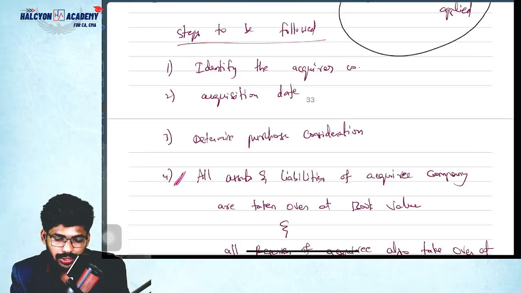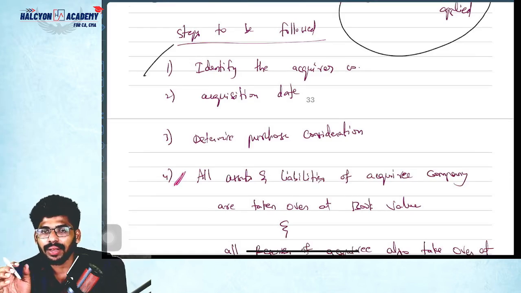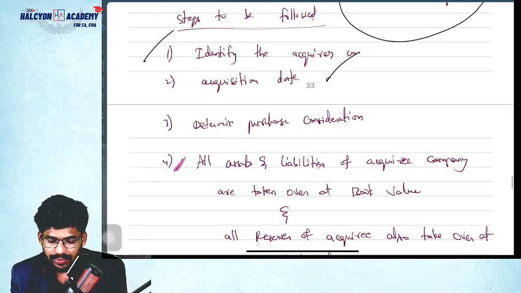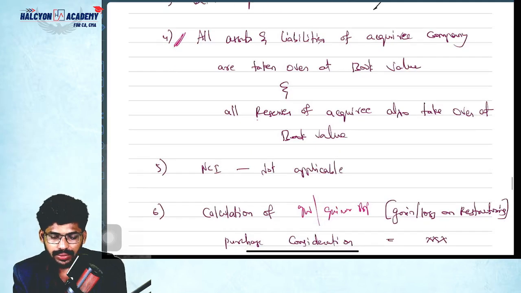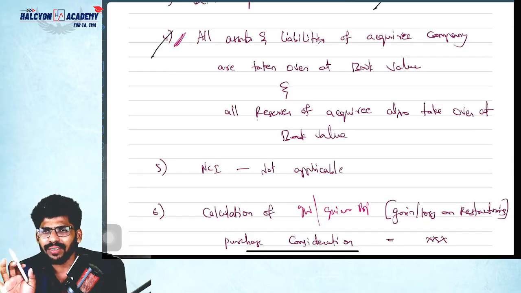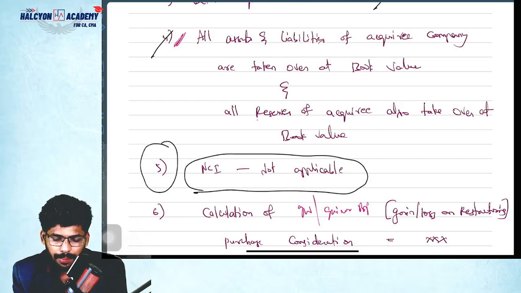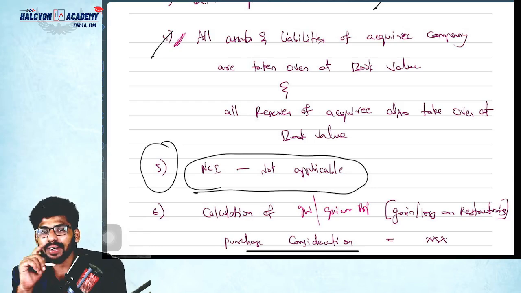Coming to step number 1, identify the acquirer company. We can easily find that out. Next, the acquisition date. Third, determine the purchase consideration. Same steps, guys. Step number 4, that is quite different. Basically NCI is covered in step number 5, and in this case NCI is not applicable. What is step number 5 here? Calculation of net assets, the fair value of net assets on acquisition date, correct or not?